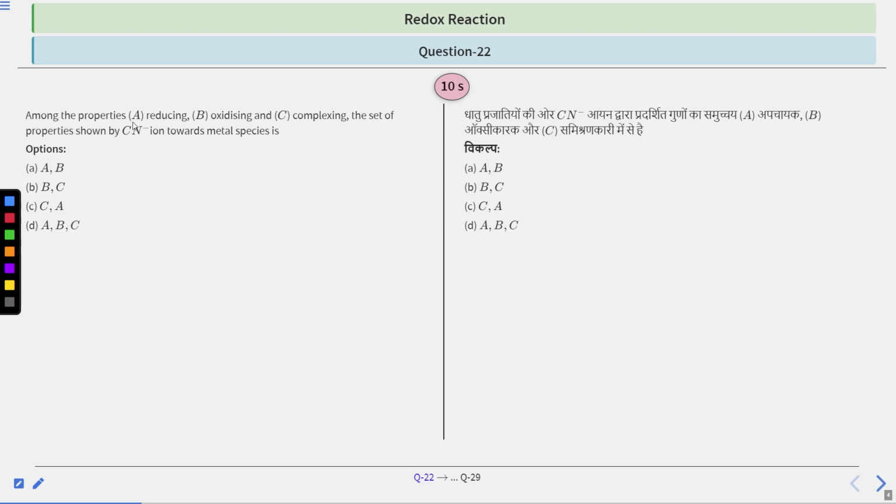Among the properties A reducing, B oxidizing, and C complexing, the set of properties shown by CN minus ions towards metal species is. We have to find out which of the properties A, B, and C are shown by the CN minus ion, the cyanide ion. Options are A, B; B, C; C, A; or A, B, C. You have 10 seconds to solve this question. After that, we will see the answer.